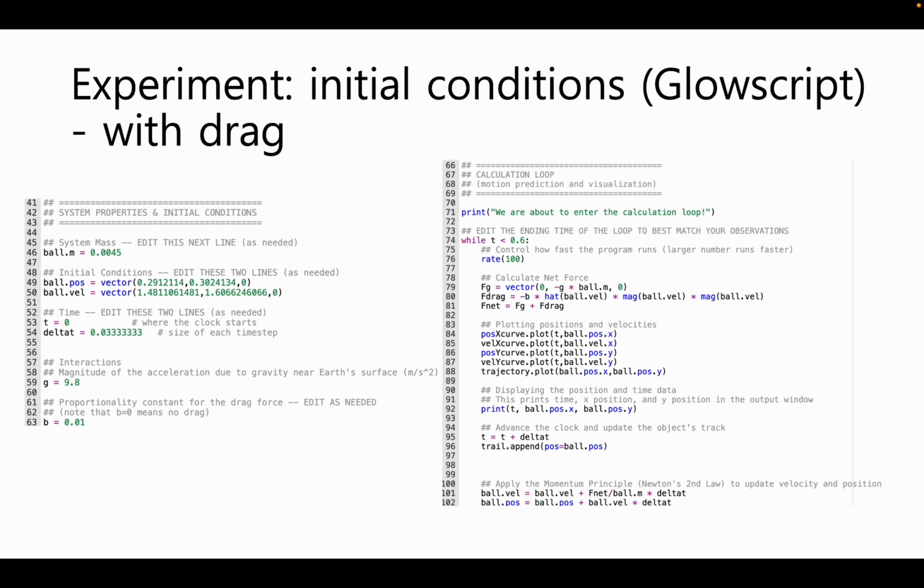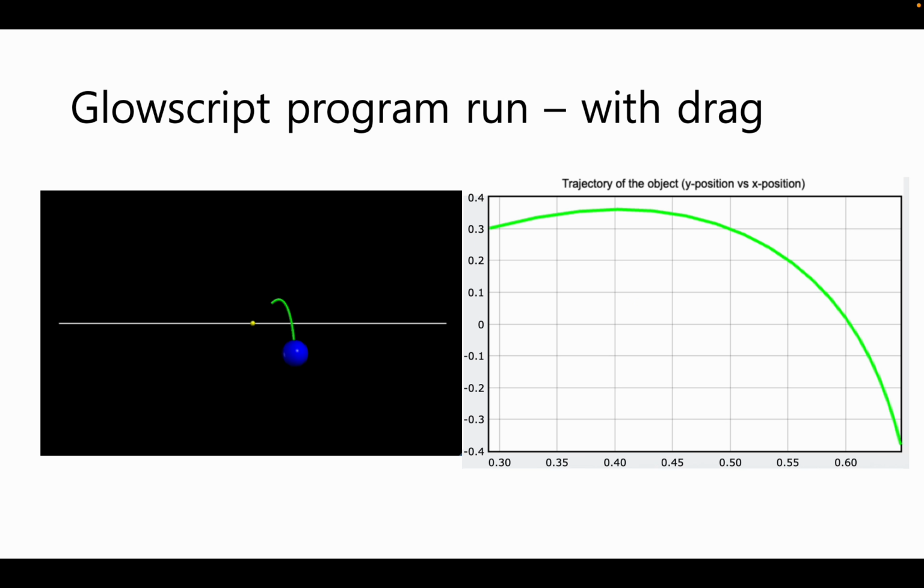Secondly, here are the initial conditions for the GlowScript with drag put into account. Everything else is the same, but you can see that b equals 0.01, and the drag force is put into account in the second image. Here is the GlowScript program run with drag.